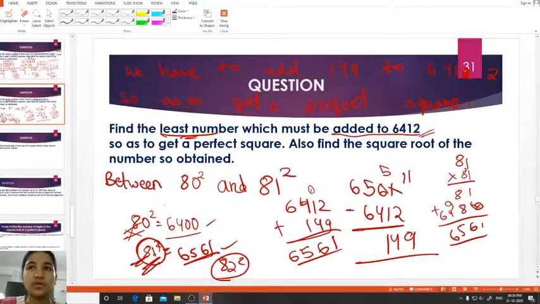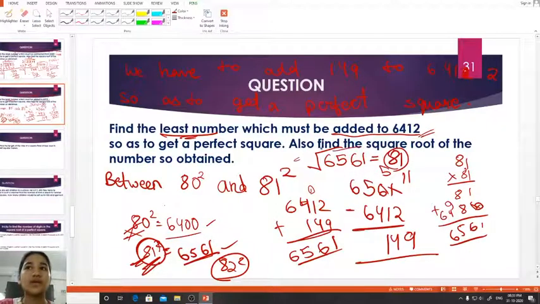It's 81. If you want to check it again, you can go with the long division method, or you are already aware of what its square is. If it's of more marks, then you can do the long division method and check it again. 81. Right, so are we done with these two questions?